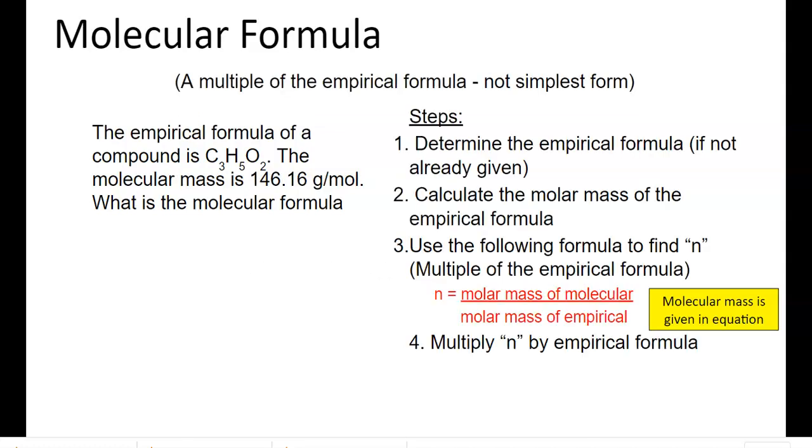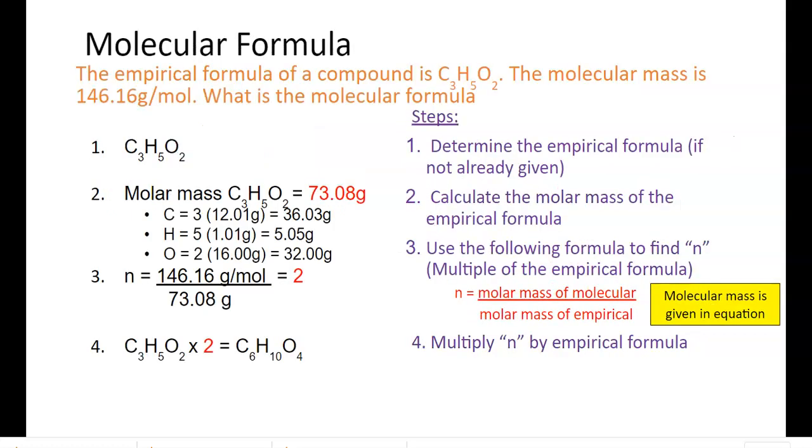Okay. So to determine that, we have to figure out the empirical formula if we don't have it already or it's not been given to us. We have to calculate the molar mass of our empirical formula. We are then going to find N. N is the mass of our molecular, which is given to us in our problem, divided by the empirical mass that we just solved for. And then we're going to take that N and multiply it times our empirical formula and its subscripts.